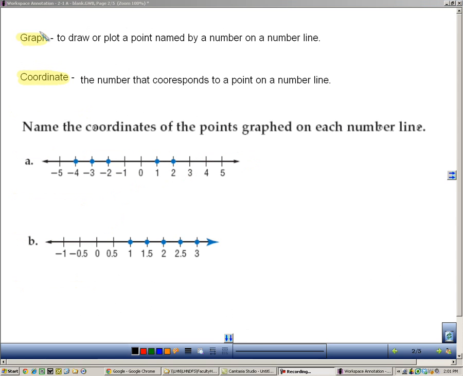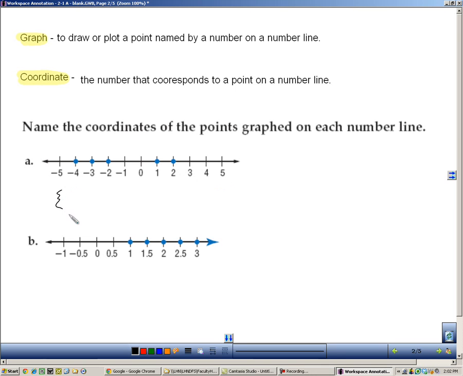Here we're going to learn to graph on a number line. The definition of the word graph in this sense is to draw or plot a point named by a number on a number line. You might be thinking of graphing in an XY plane. Perhaps you've learned that before, but here we're just talking about graphing on a number line. The word coordinate is what we use to describe the number that corresponds to a point. So as you come down here, you see a number line with a bunch of coordinates on it, and there's also some dots. What we have to do is name the coordinates of these points that are graphed on the number line.